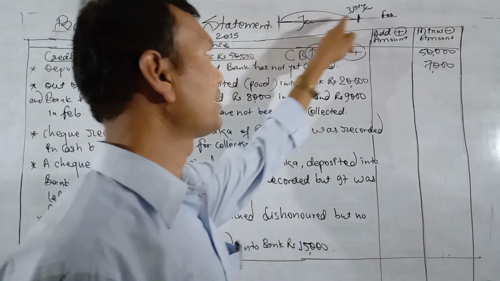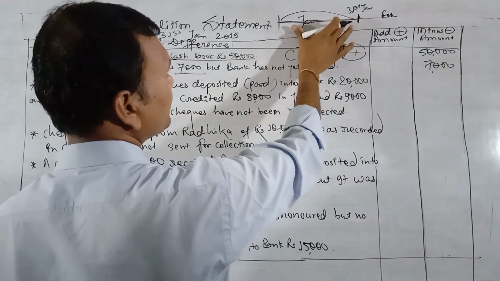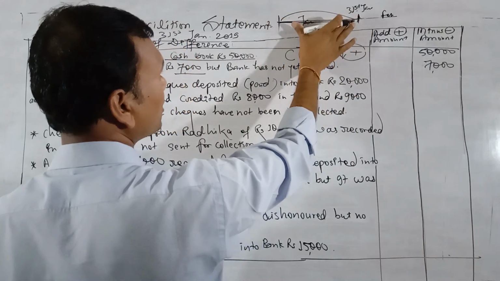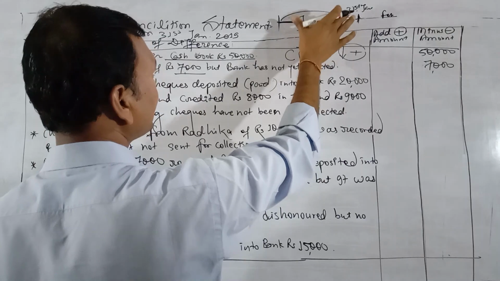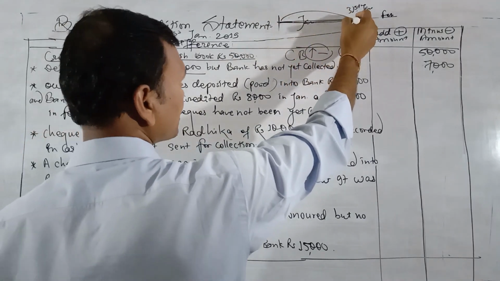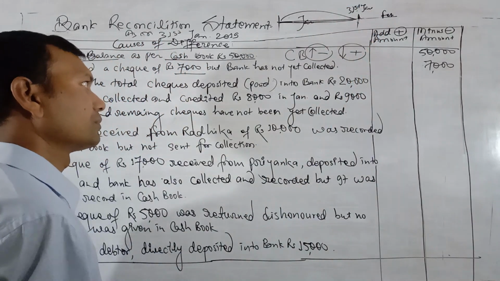I have made the timelines here. Try to understand the timelines. It is the time period of January, and we are depositing and issuing checks during the month of January. We are going to reconcile the bank balance, the passbook balance and the cash book on 31st January.